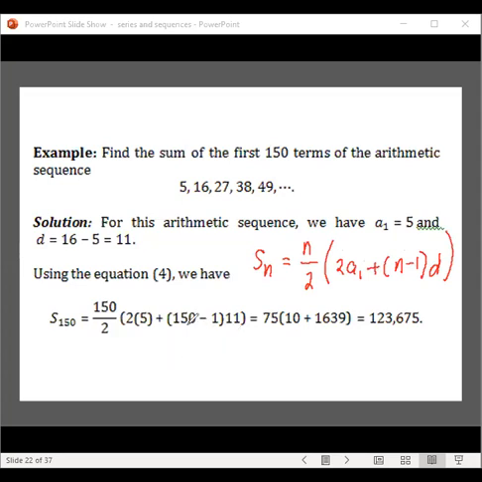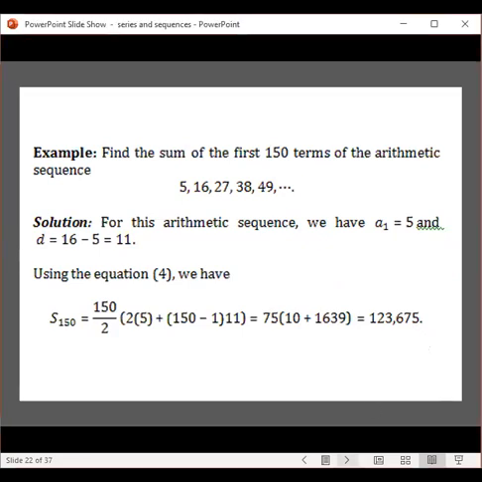So we have here 150 minus 1 is 149 times 11. You get 1,639. 2 times 5 is 10. So 10 plus 1,639, multiply it by 75, you get 123,675.